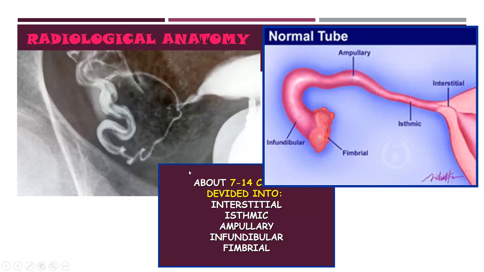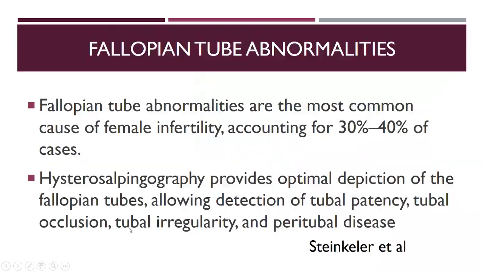So the fallopian tube length is from 7 to 14 centimeters, divided into interstitial, isthmic, ampullary, and infundibular parts. Fallopian tube abnormalities are the most common cause of female infertility, accounting for 30 to 40% of cases. Hysterosalpingiography provides optimal depiction of the fallopian tubes, allowing detection of tubal patency, tubal occlusion, tubal irregularity, and peritubal disease.